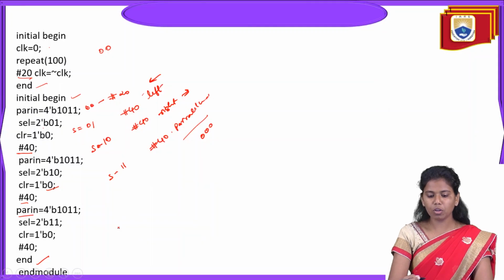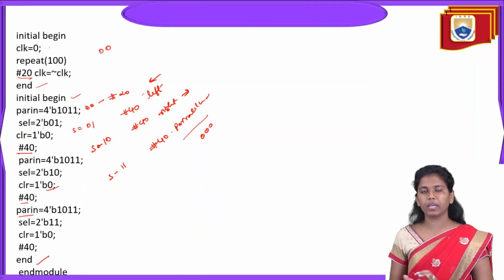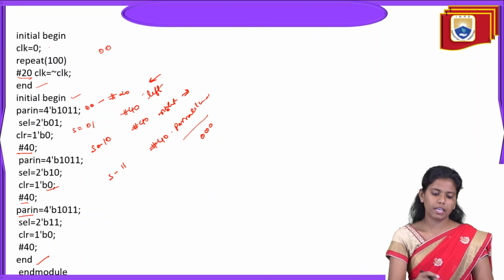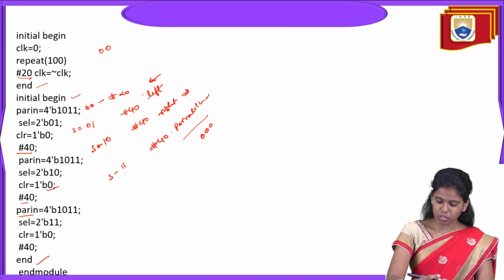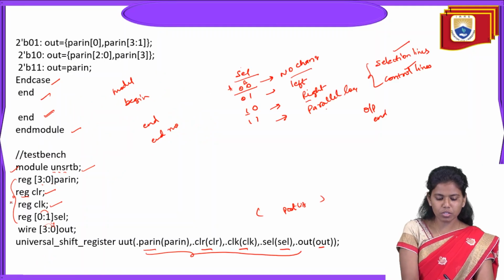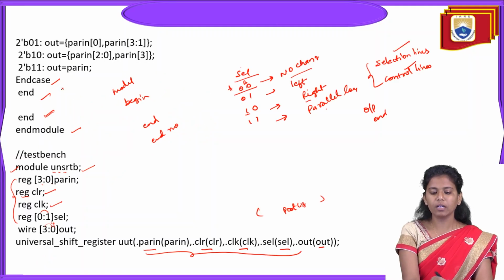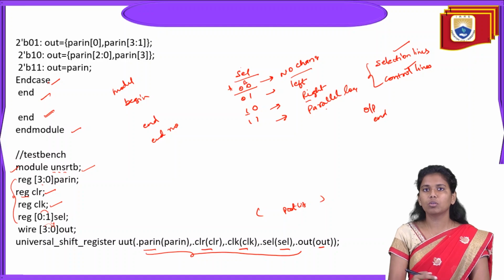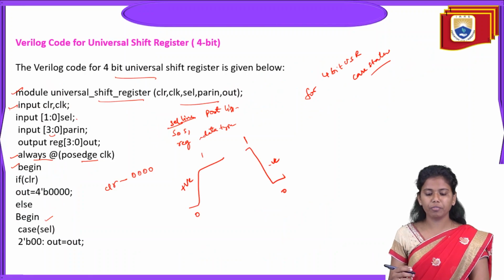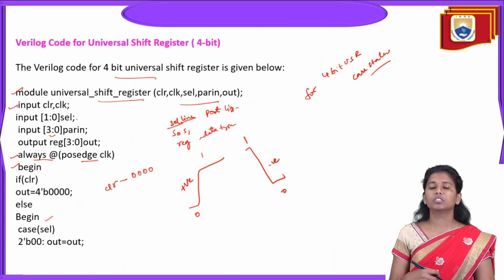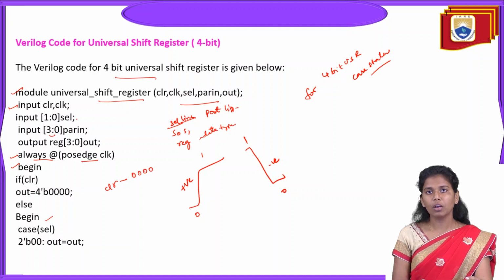So this is one of the best examples of writing your code in behavioral modeling using case statements. If you observe here, we have used the case statement to write the particular code. So from the exam point of view, if you have to construct the Verilog code using a 4-bit shift register with case statements, then this is how you have to write it.